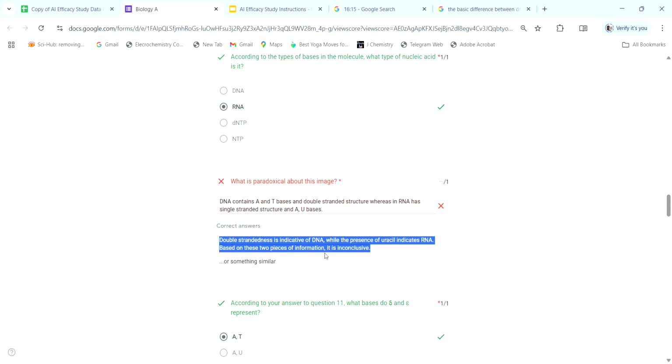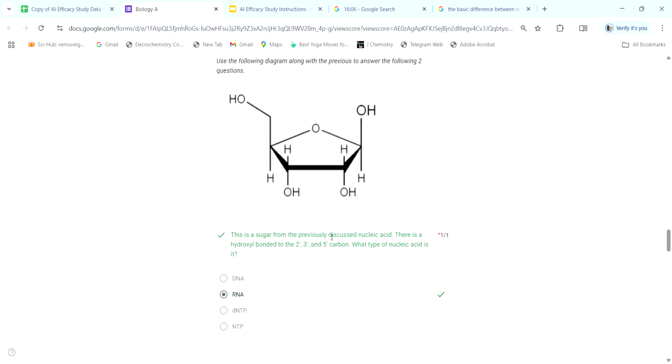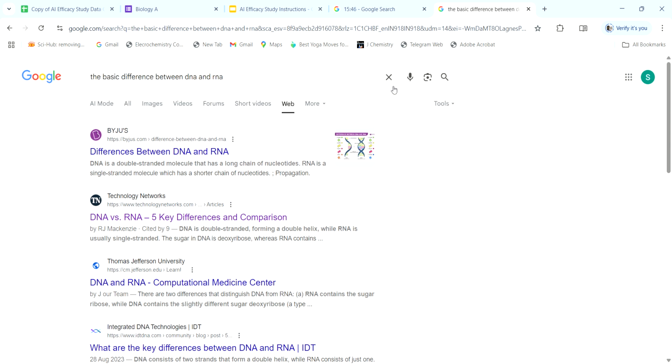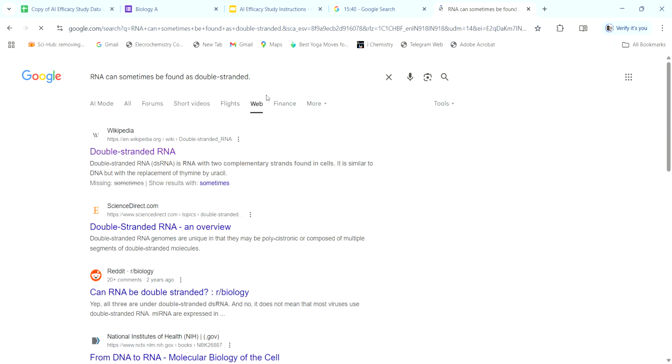So next is a wrongly answered question: what conclusion can be drawn from your finding? So this should be: RNA can sometimes be found as double-stranded. Double-stranded RNA.